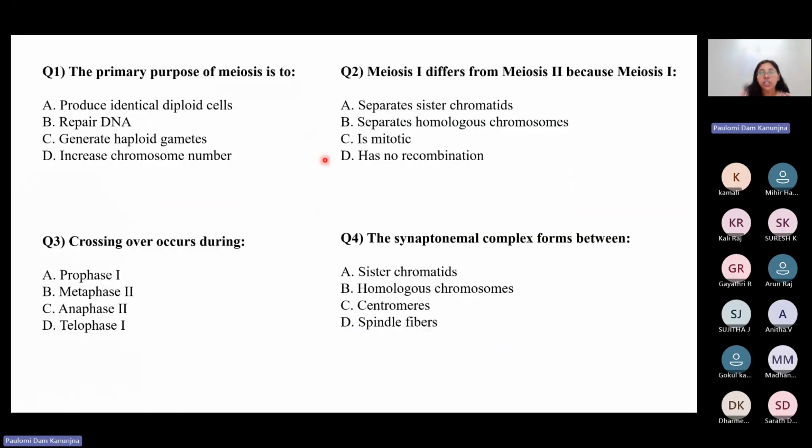So the primary function of meiosis is to do what? Meiosis 1 differs from meiosis 2 how? Crossing over occurs at which phase? So these are the things that you should remember: at which phase, at which step, what is taking place, what's going on. And the synaptonemal complex forms between which of these pairs?